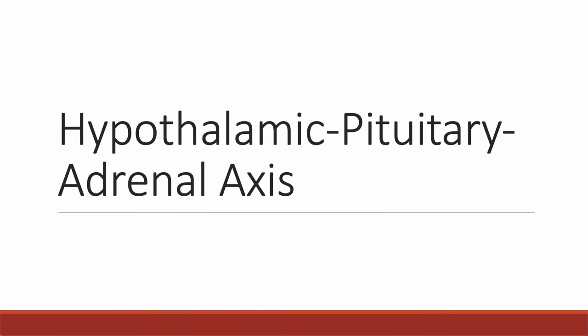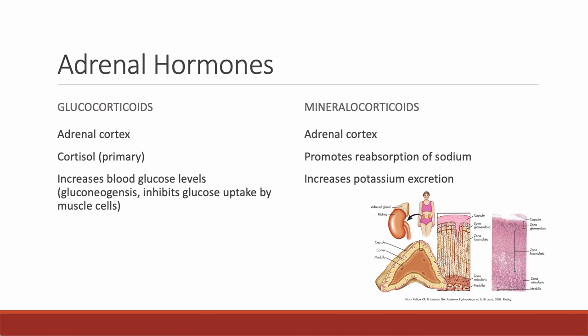And now let's move on to the hypothalamic pituitary adrenal axis. Remember that there are 3 different hormones that are produced by the adrenal glands. There are glucocorticoids that come from the adrenal cortex. So we call them corticosteroids or glucocorticoids. And the primary one that we produce is cortisol, but there are others that happen as well.